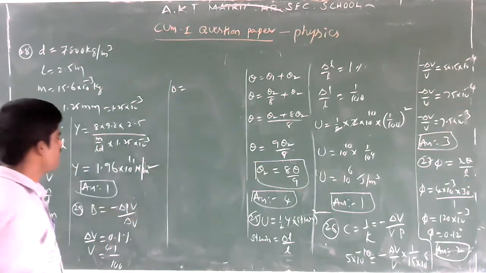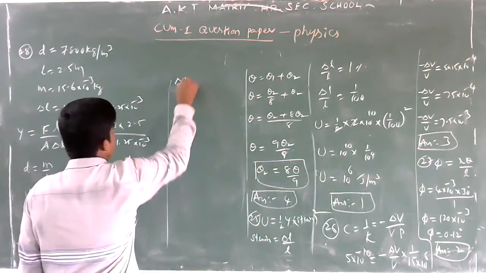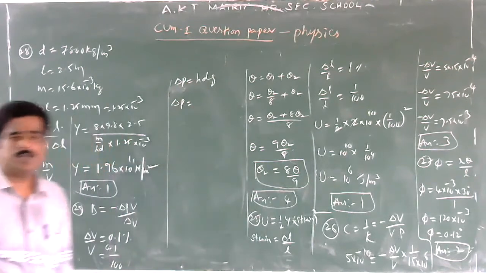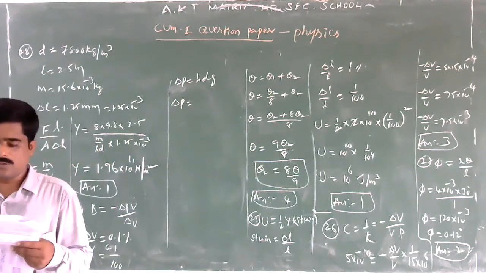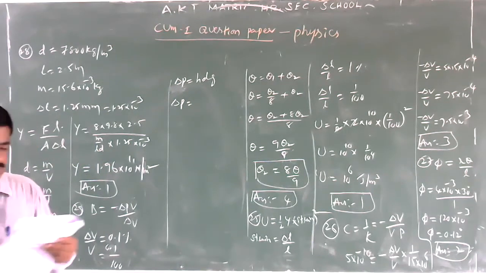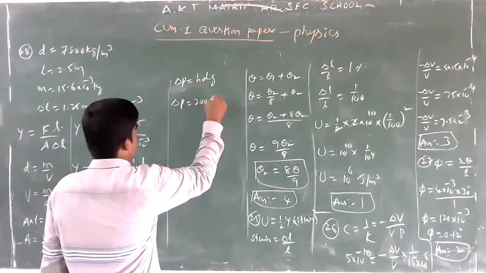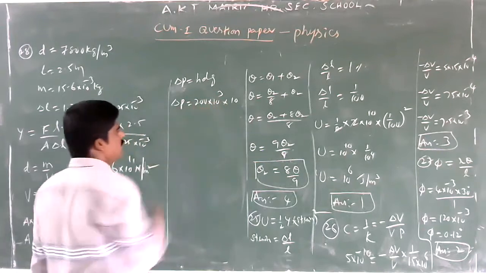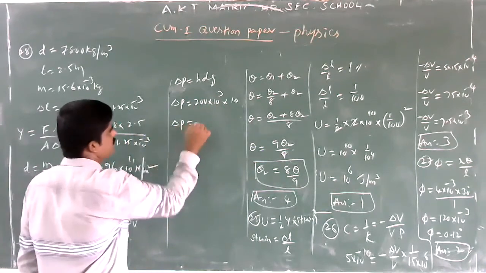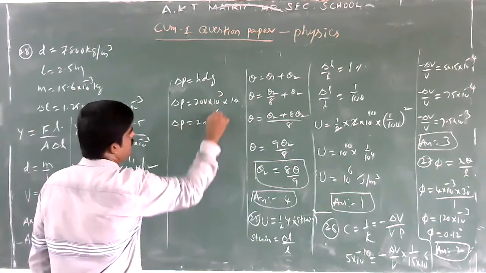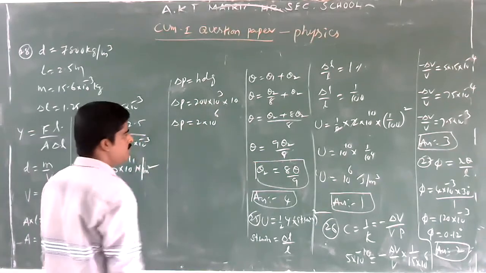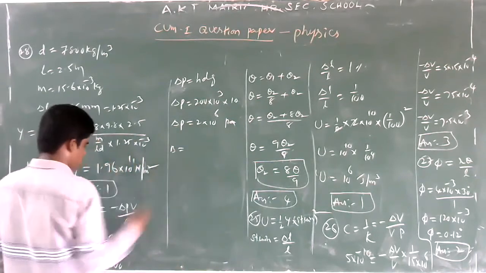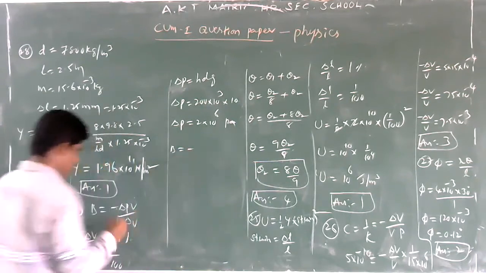Next, bulk modulus B is equal to minus delta P, V by delta V. First we have to find the pressure. Pressure is not given. Pressure P is equal to h rho g, then delta P is equal to h rho g. Up to what depth is the ball taken into the lake? h is equal to 200 meter. Density is 10 to the power of 3 kg per meter cube for water, and g value is 10. So delta P is equal to 2 into 10 to the power of 6 Pascal. That is the pressure.